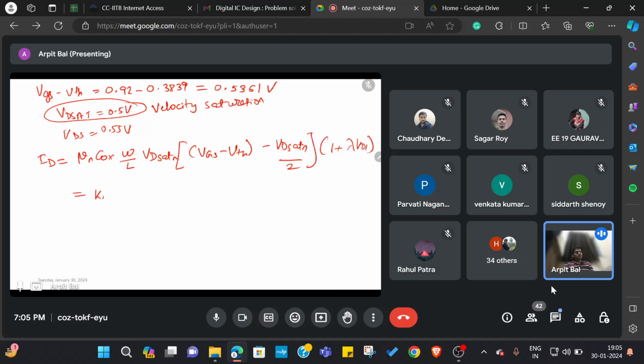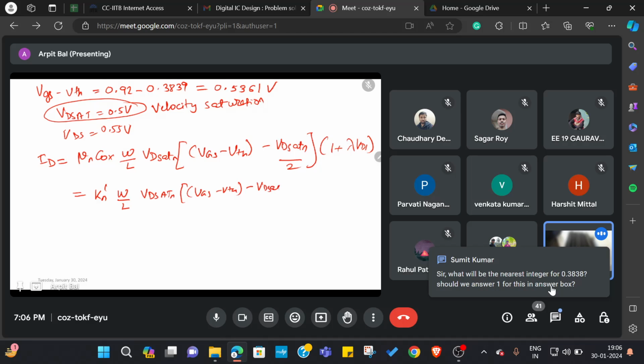Okay, this is our Kn dash W by L into VD sat N into VGS minus VTH minus VD sat by 2.